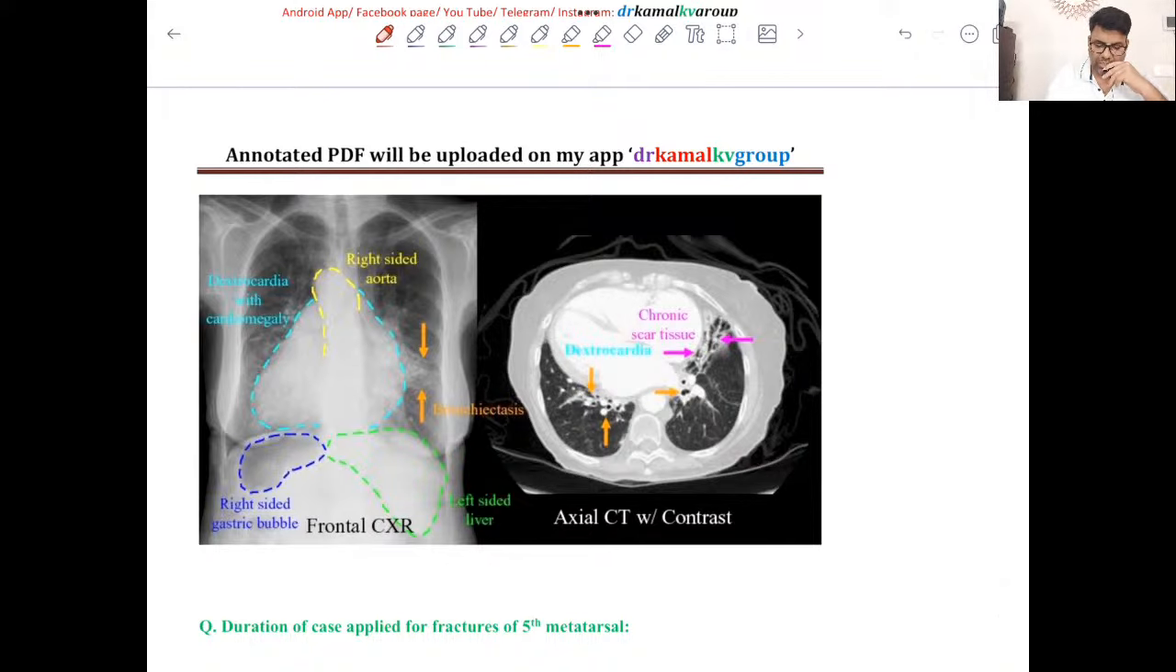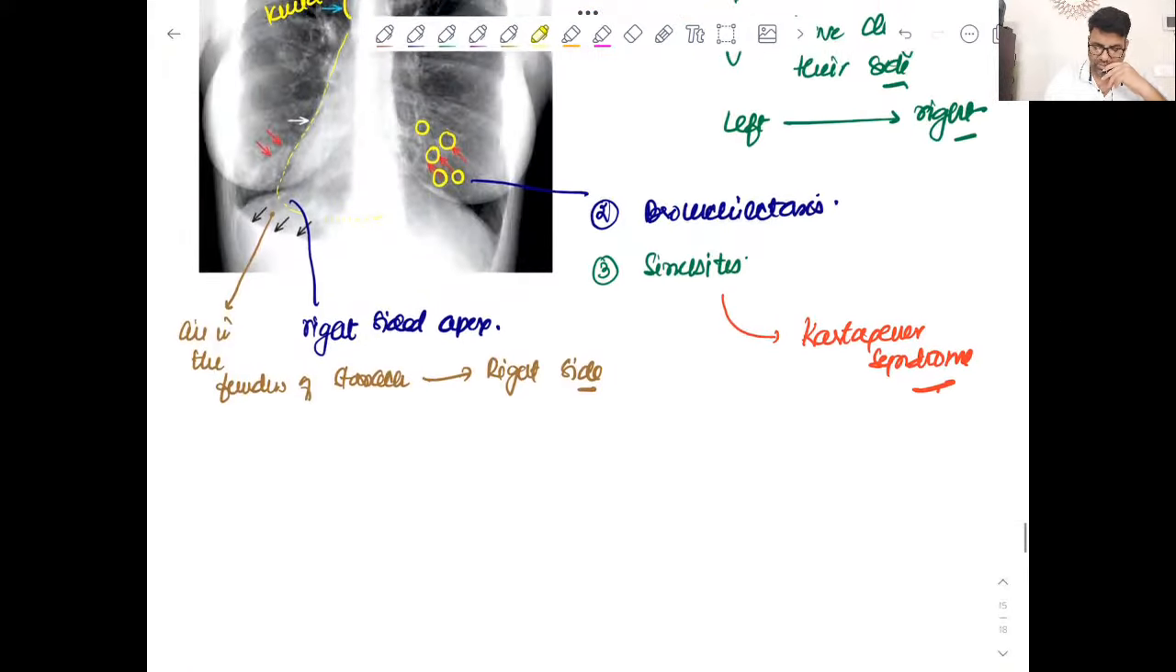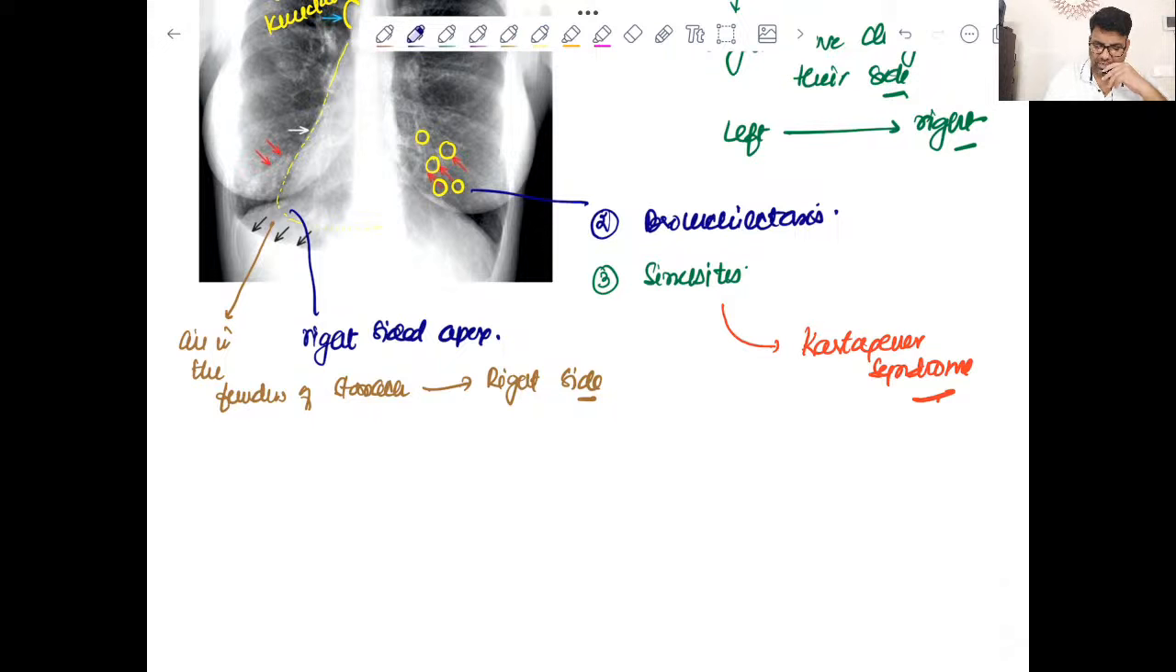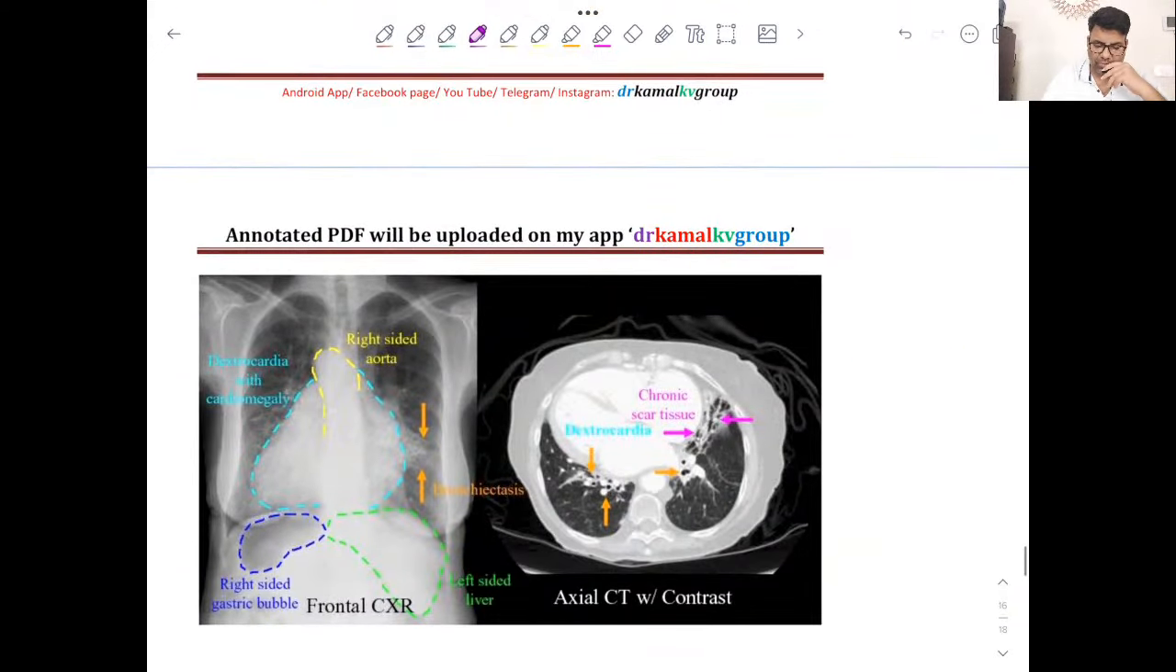We will see dextrocardia. Yes, this is the right-sided heart. This is dextrocardia. Yes, of course. So this is dextrocardia, right? Dextro means right, cardia means heart. So the heart has gone on to the right side. So we can see dextrocardia here. Okay. Then we can see the aortic knuckle. So this is the aortic knuckle, that is the right-sided aortic arch.